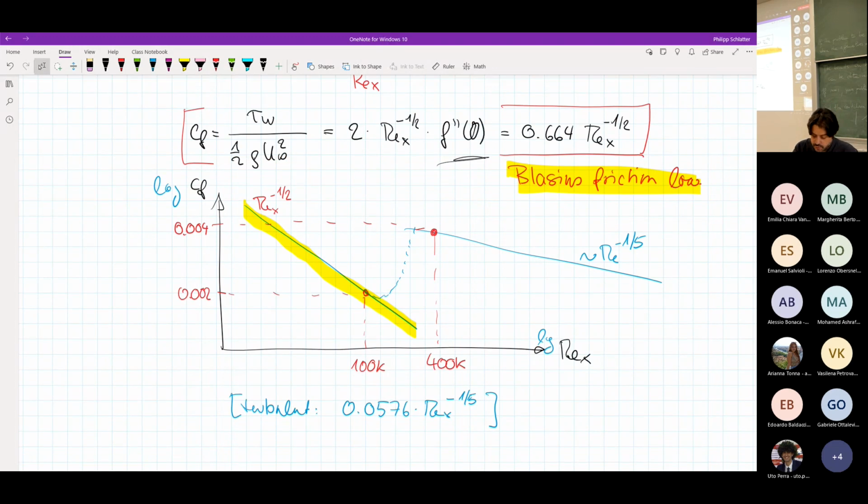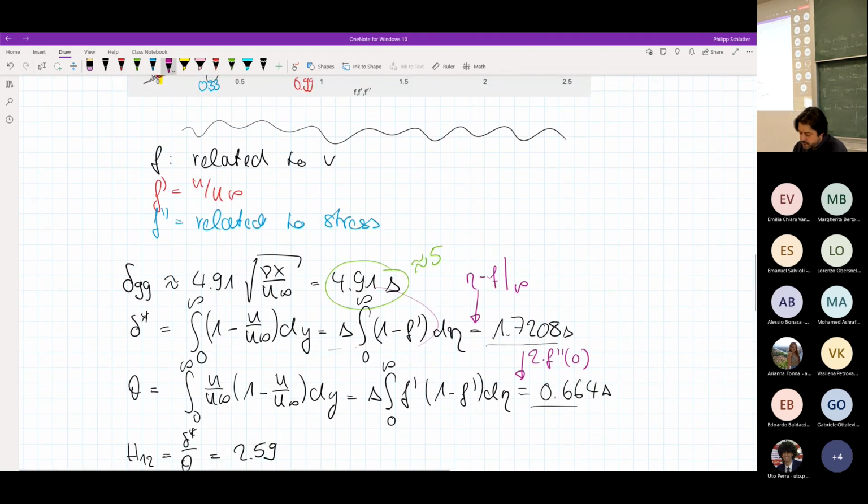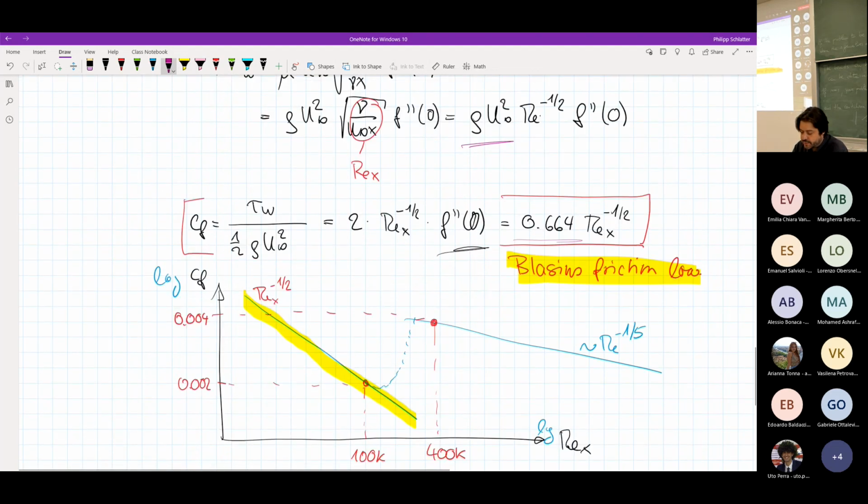So one last thing I would like to mention regarding the friction. Now we have written down the friction law from Blasius as CF being a function of Reynolds X. There's actually one interesting connection we can make, simply by recognizing that this here is 0.664. Somehow, I think this value we have seen before. If you go up, you see there's the same value here. And it turns out it's also related to this F double prime at 0. Of course, that's exactly the same that we have here.